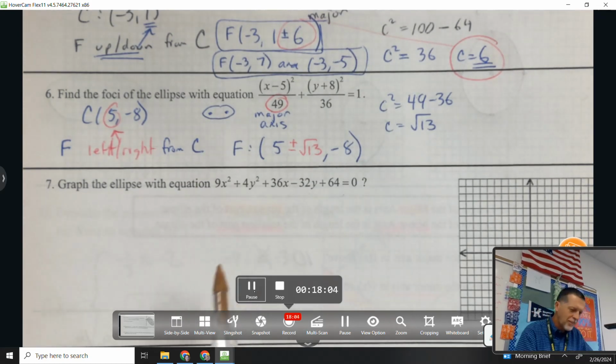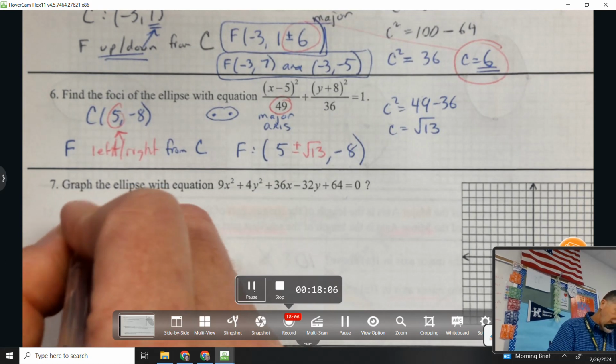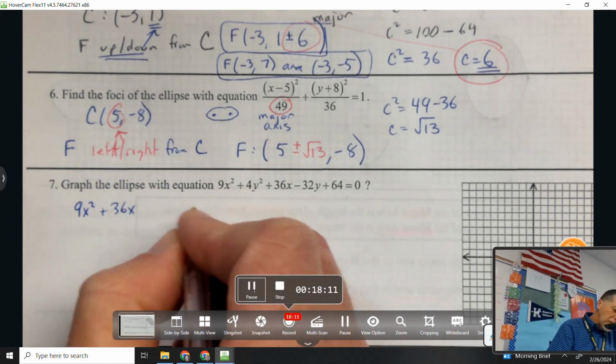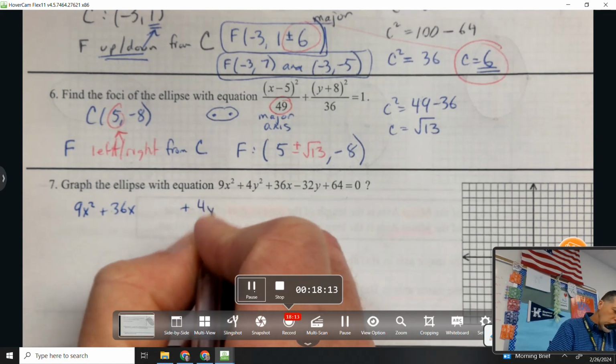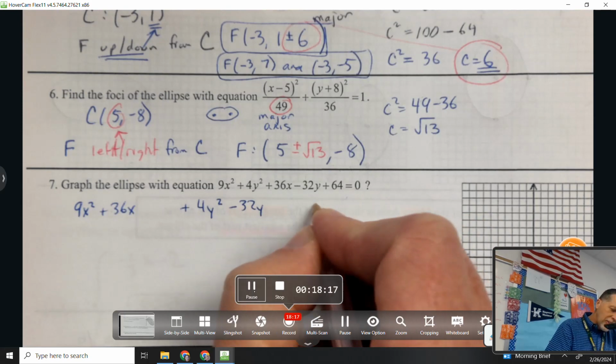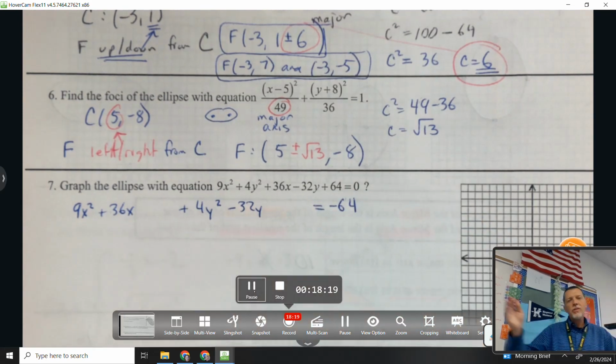So let's group the x stuff. 9x squared plus 36x. Leave a little space and group the y stuff. 4y squared minus 32y. And then let's just move that 64 out of the way to the other side.